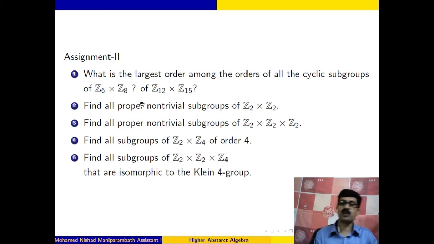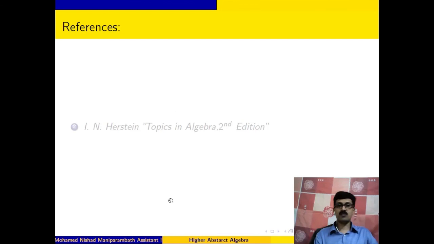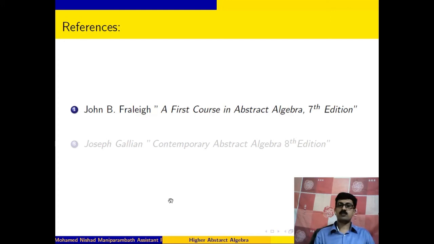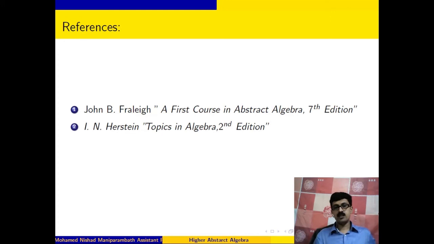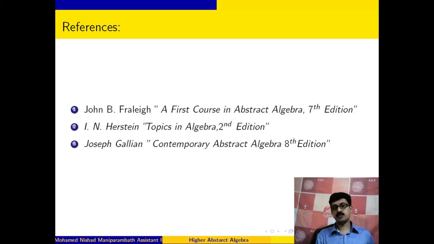Find which is that. Okay, I am providing some reference books we followed for this lecture: A First Course in Abstract Algebra, 7th edition by John B. Fraleigh, Topics in Algebra, 2nd edition by I. N. Herstein, and Contemporary Abstract Algebra, 8th edition by Joseph A. Gallian. You can refer to these books for further reference. These three books are very nice books of abstract algebra. Okay, thank you all.